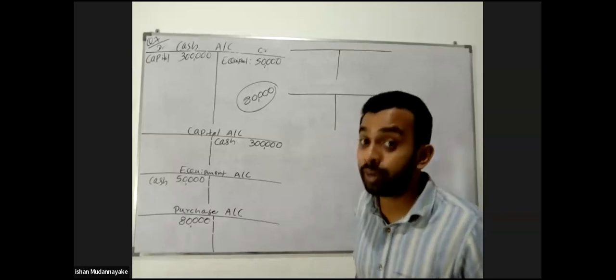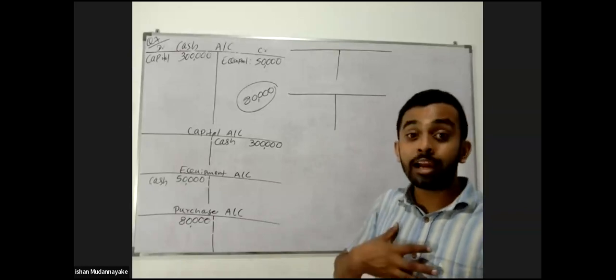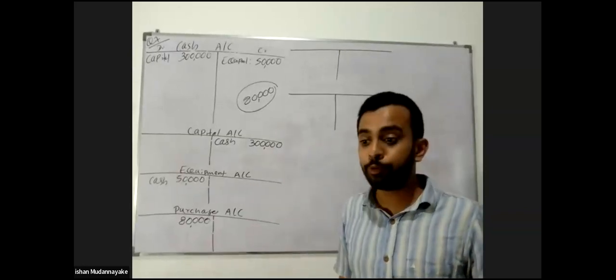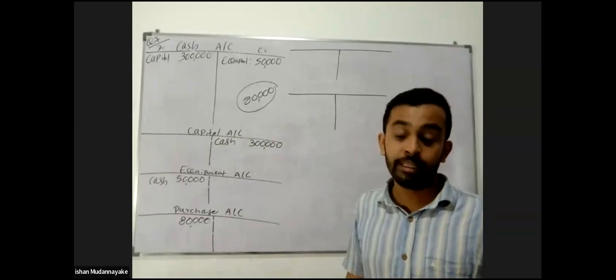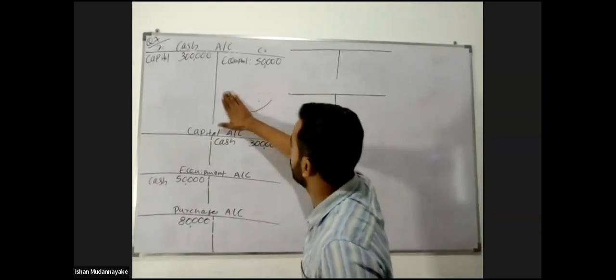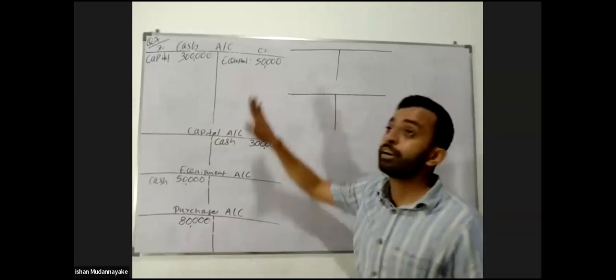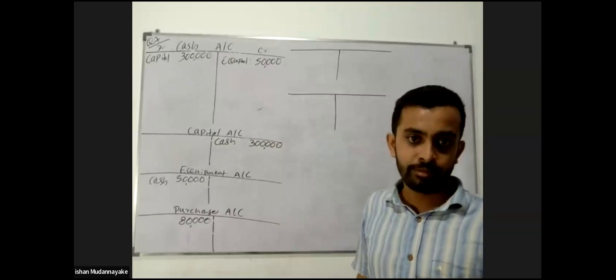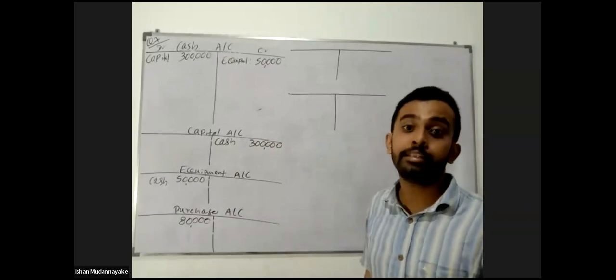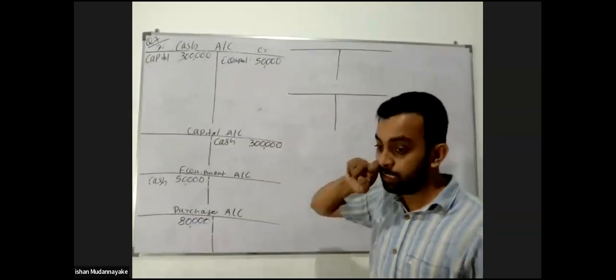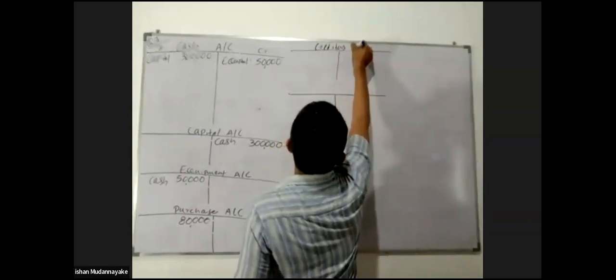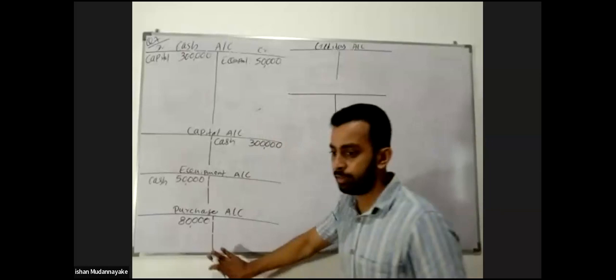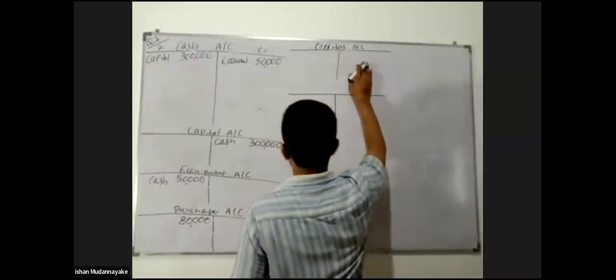If you purchase on credit basis, credit means you agreed to pay that amount later. Then you can't credit the cash account. So we credit the creditors account. Purchase account debit, and creditors account credit 80,000.